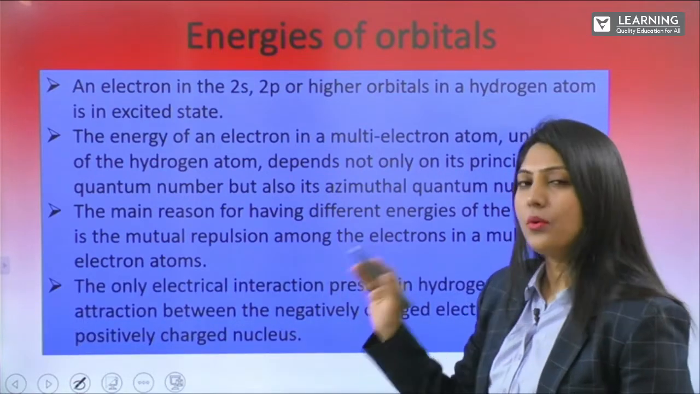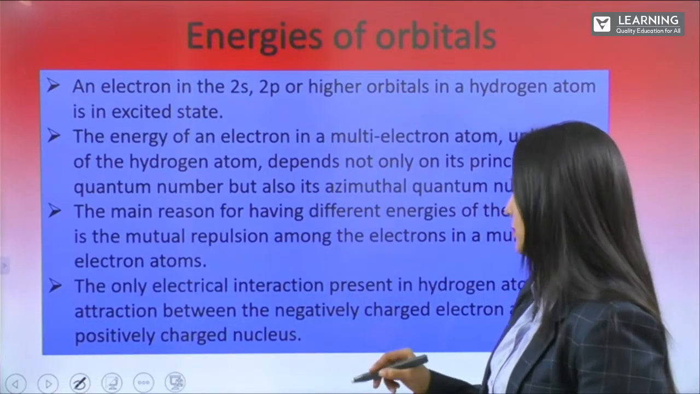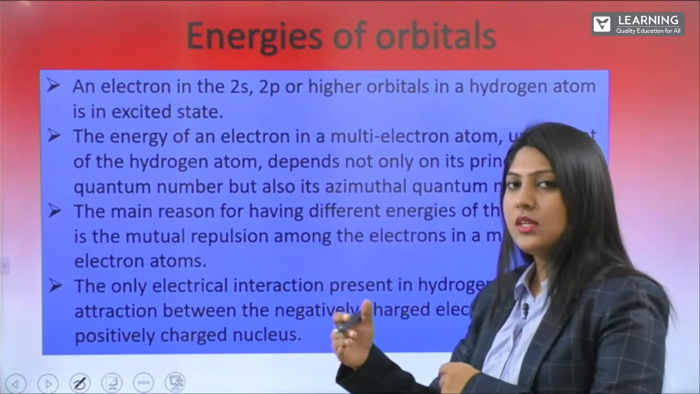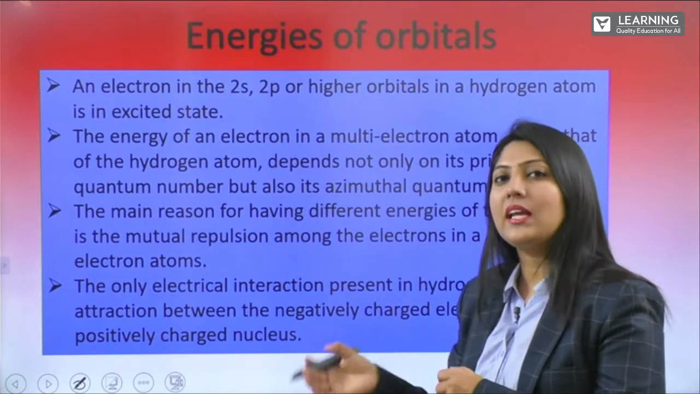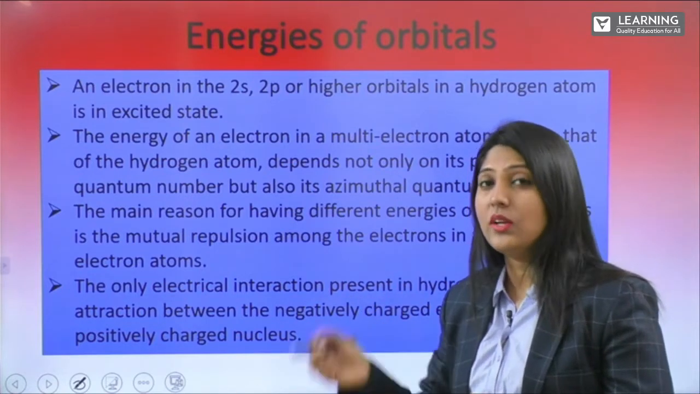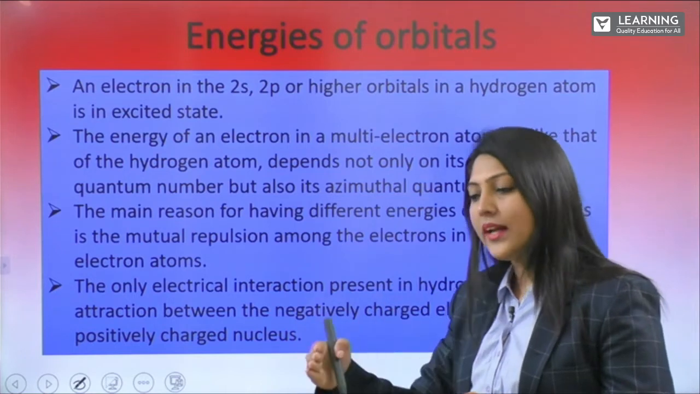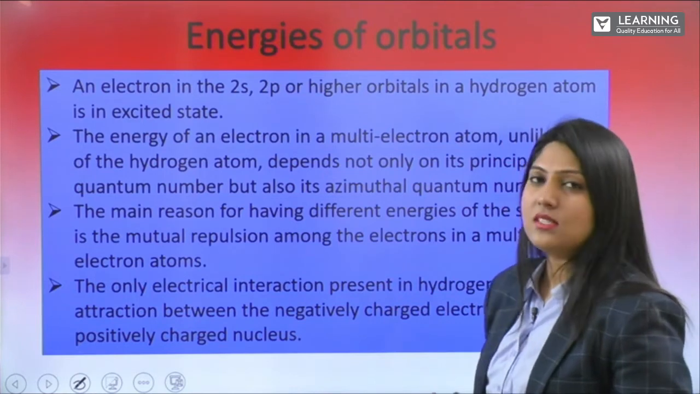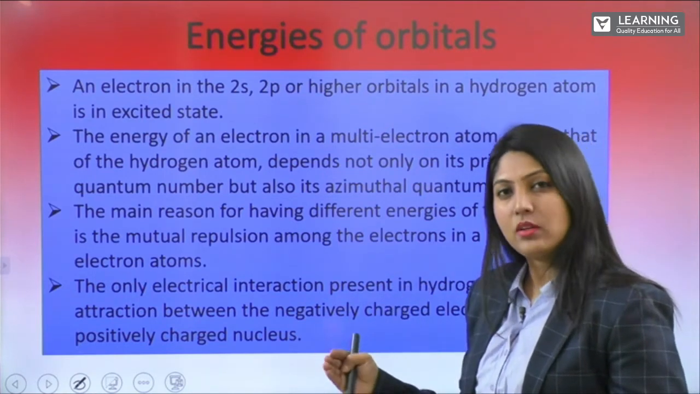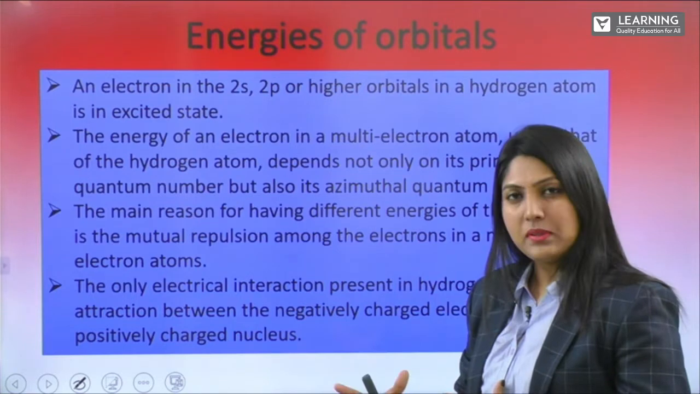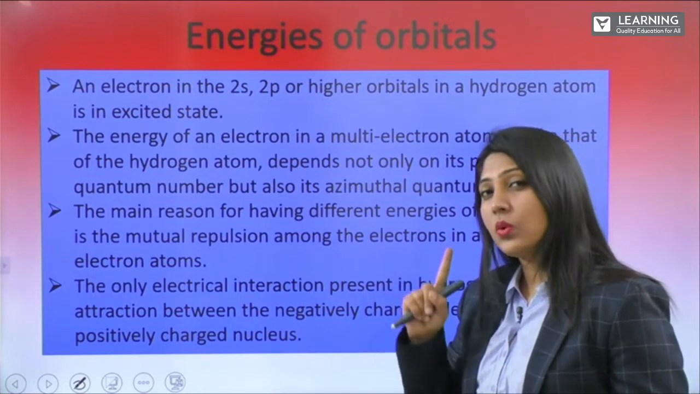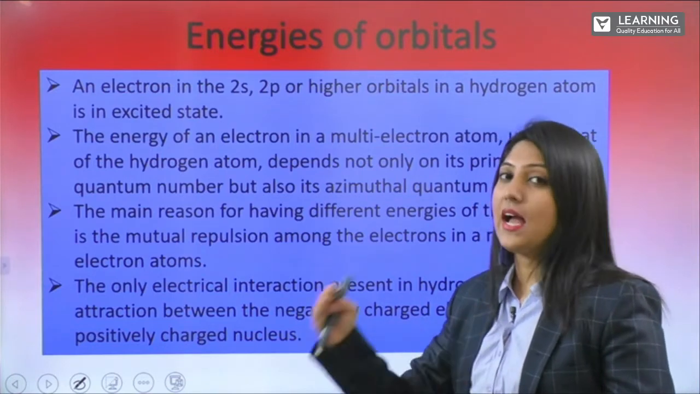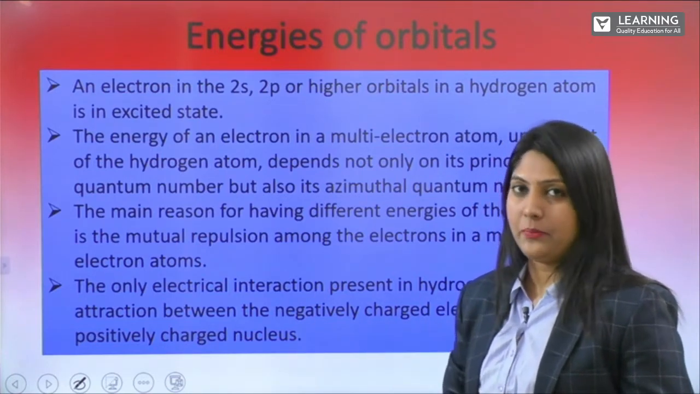So the only electrical interaction present in the hydrogen atom is between the nucleus and the electron. There is no repulsion between any other electrons, because there is no other electron than that one. That one electron will be attracted by the nucleus, and that will give you these energy levels. It will not depend on the azimuthal quantum number, and there is no electron repulsion. There is only one electrical attraction, between the nucleus and the electron in the first orbit.